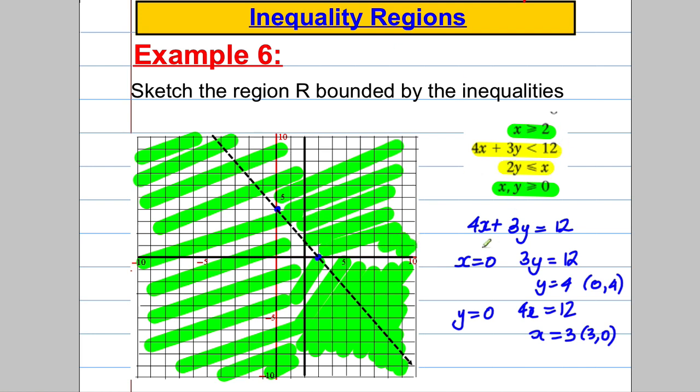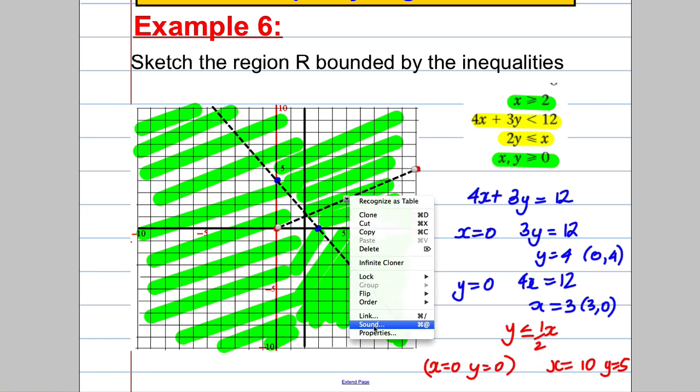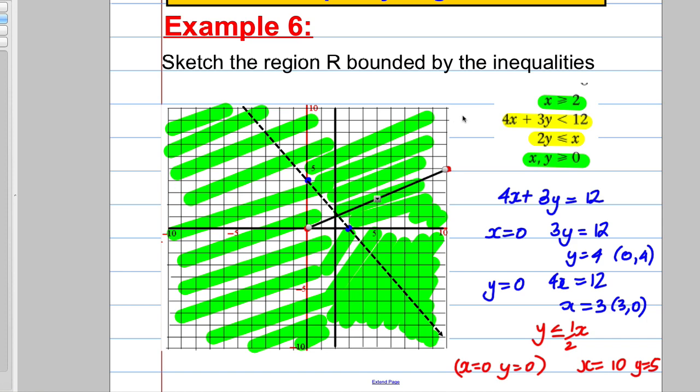The last one, we want 2y less than or equal to x, so we want y less than or equal to half x. So what we're going to do there is say a pair of coordinates are x is 0 and y is 0, and maybe something you can divide by 2, x is, let's say, 10, and y is going to be equal to 5. So (0, 0) and (10, 5), which would be like that. And we want less than or equal to, so a straight line, we want it to be a full line, not a dotted line, just like that.